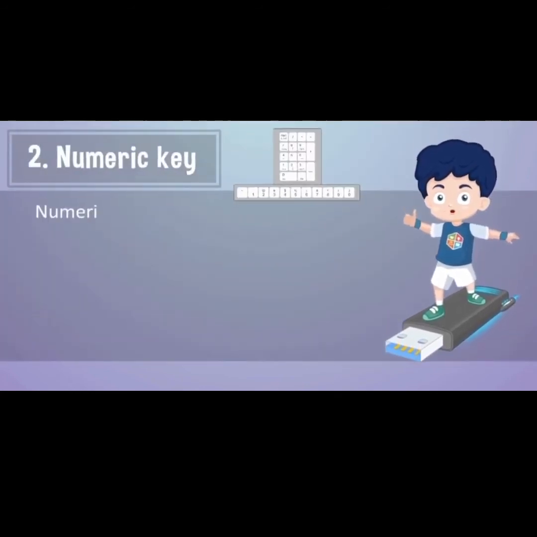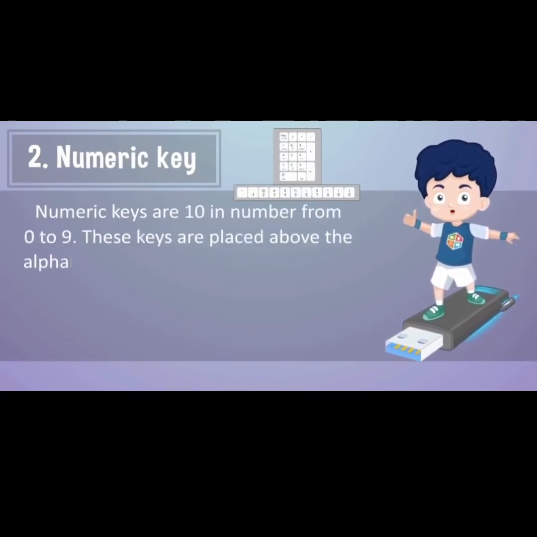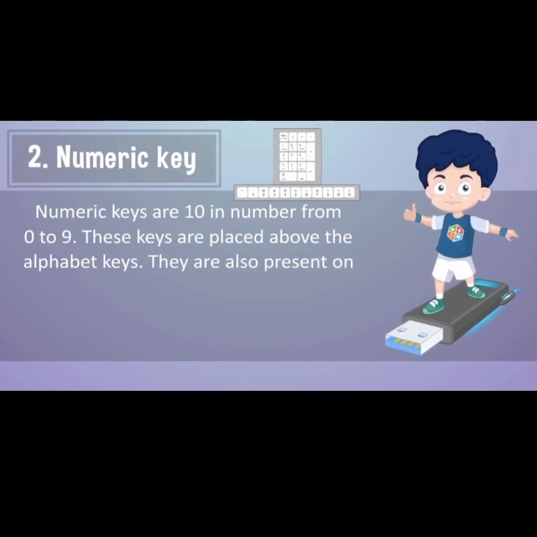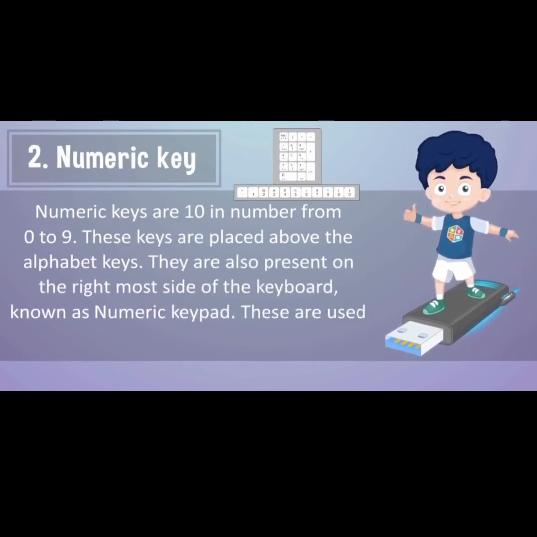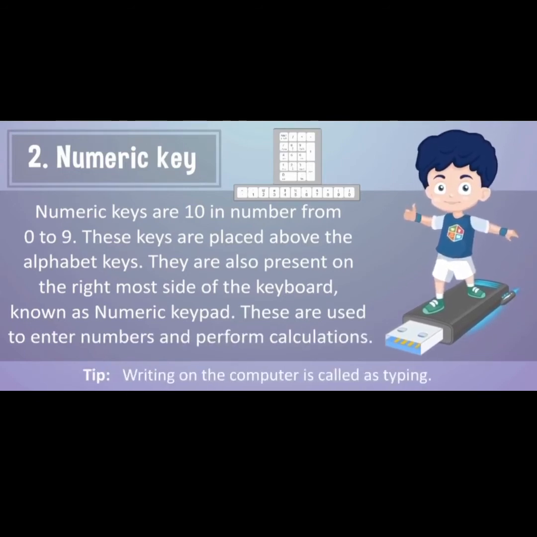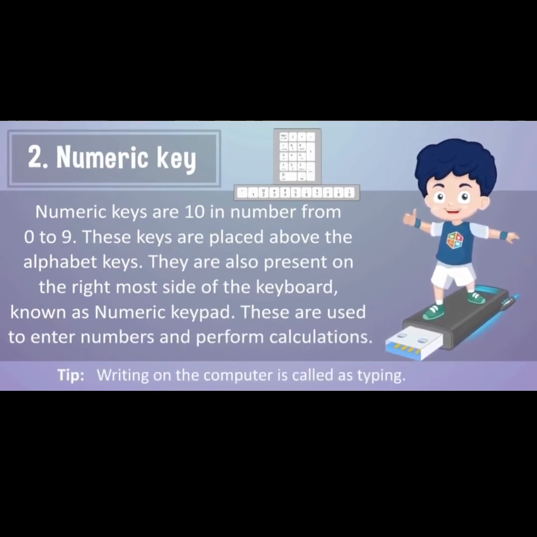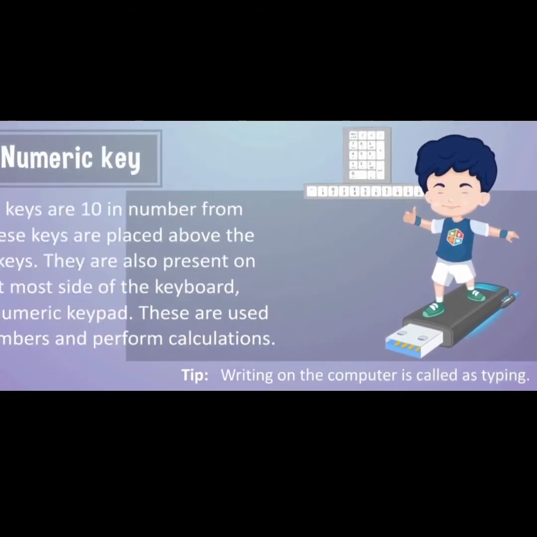Second, we have numeric keys. Numeric keys are 10 in number from 0 to 9. These keys are placed above the alphabet keys. They are also present on the rightmost side of the keyboard, known as numeric keypad. These are used to enter numbers and perform calculations. And writing on the computer is called typing.